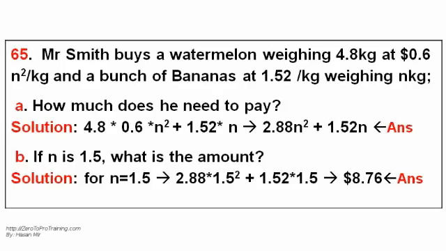Next slide. Exercises. 65a. For watermelon, 4.8 kilograms at 60 cents per kg, to pay 2.88n square plus 1.52n. 65b. For n equals 1.5, amount is $8.76.